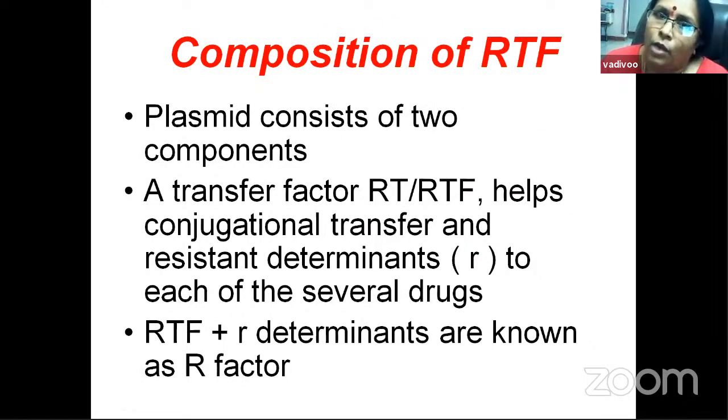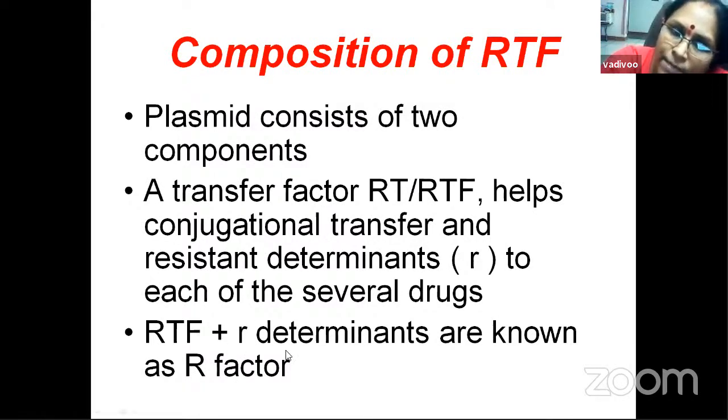And then what does the resistance transfer factor plasmid contain? It contains two components: a transfer factor, or otherwise RTF, which helps in the conjugational transfer, and another component called the resistant determinant, which is marked as small r, to each of several drugs. So RTF is otherwise mentioned as resistance transfer factor.